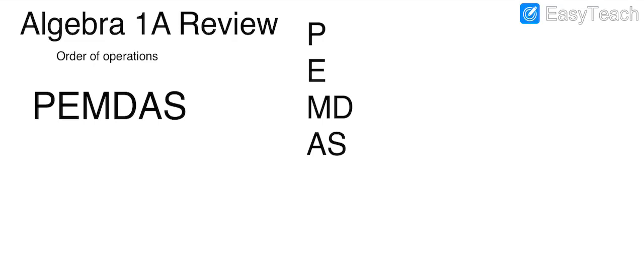Okay, class, this is Algebra 1A review, and we are reviewing the order of operations today. So it's just a quick review from pre-algebra. So the order of operations, also called PEMDAS. PEMDAS is the acronym that we use to help us remember what the order of operations are and what order to do them in. So we have PEMDAS written here from left to right.